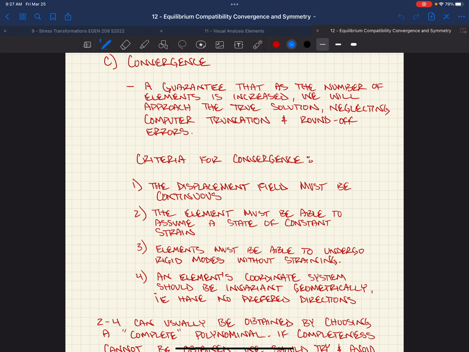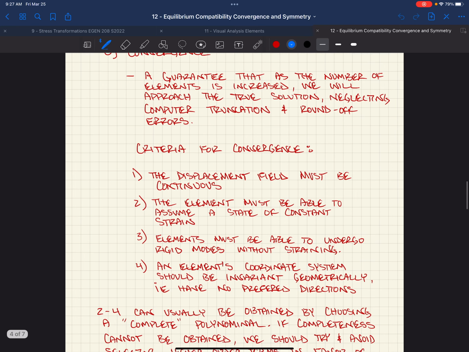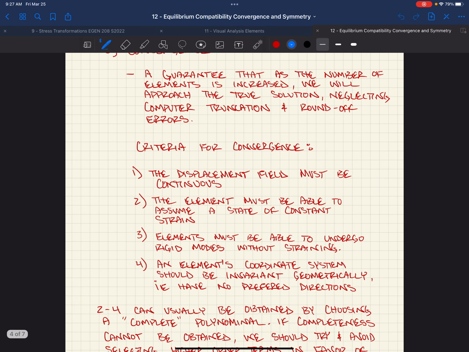Not there yet. Okay, convergence, right? As we get closer, we're going to get closer to the real result, right? What's the criteria? Well, the displacement field must be continuous, okay? We need to have that compatibility across the element. We also need the element to be able to assume a state of constant strain, okay? Elements must be able to undergo rigid modes without straining. Okay, we need to be able to just move your model, right? Move those elements without strains getting induced into the element, right? You do a rigid body mode.